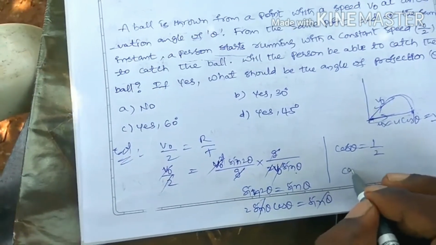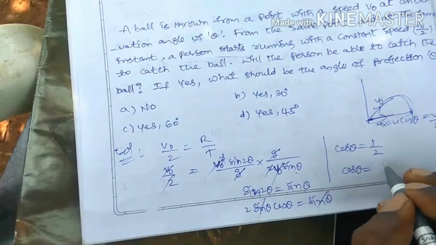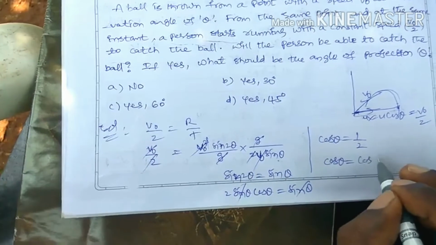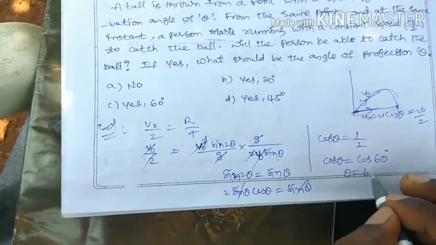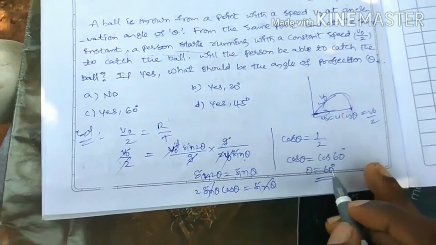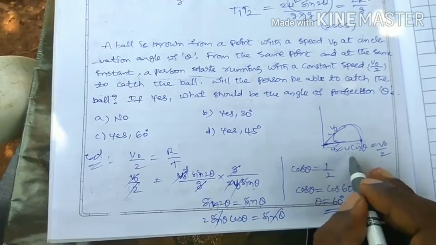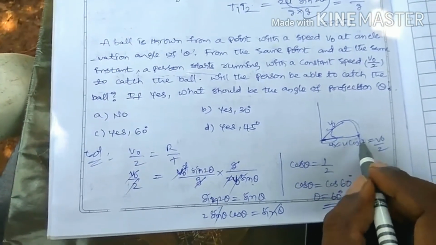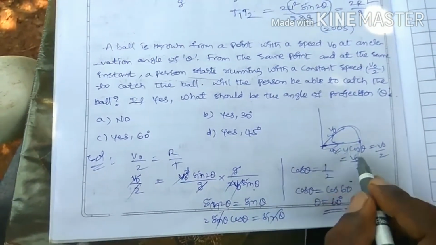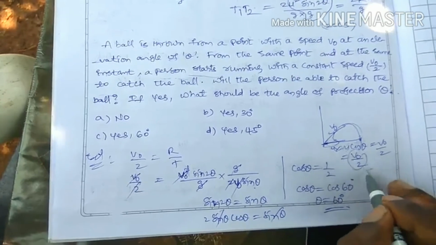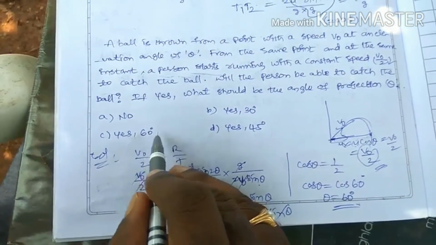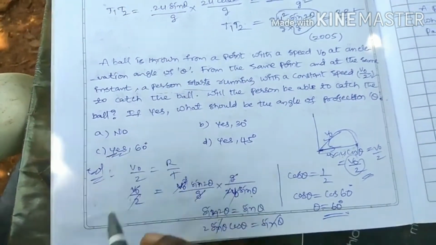So cos theta is equal to 1 by 2, and 1 by 2 is nothing but cos 60. So theta is equal to 60 degrees. If he can catch the ball, the angle of projection theta is 60 degrees. Then the horizontal velocity u cos theta is u into 1 by 2, that is u by 2, which is v0 by 2. So it will be possible. The answer is yes, he can catch the ball, and that angle is 60 degrees.